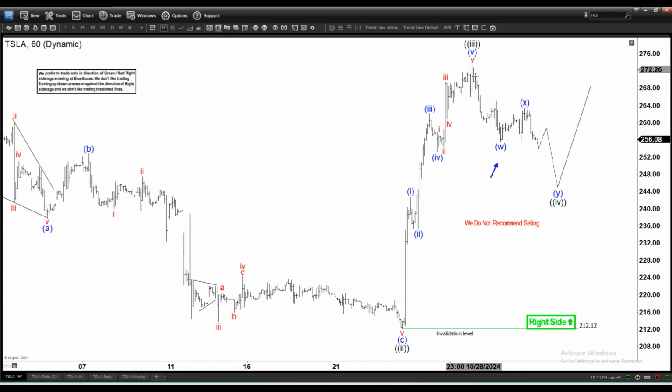Now obviously you cannot label this 1 2 3 4 5, because this has nothing to do with this. It's a different cycle than this. So that means this cycle ended here as a 3 waves. Then you have a reaction higher as a 3 waves, and now we are looking to go down again. So this is a classic ABC, which is a double zigzag.